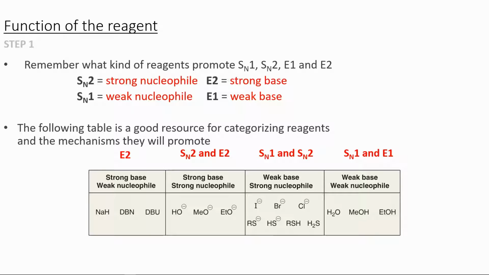An SN2 reaction is going to be favored in the presence of a strong nucleophile. An SN1 reaction is going to be favored in the presence of a weak nucleophile. An E2 reaction will be favored in the presence of a strong base, and an E1 reaction will be favored in the presence of a weak base. The table located at the bottom of the screen does a relatively good job at summarizing the strong bases, weak bases, strong nucleophiles, and weak nucleophiles, as well as what type of reaction they're likely to undergo.